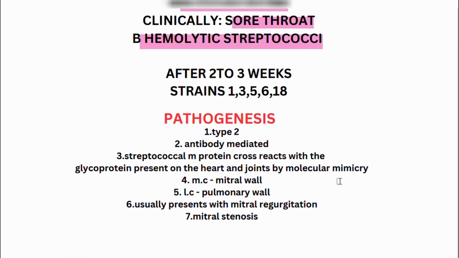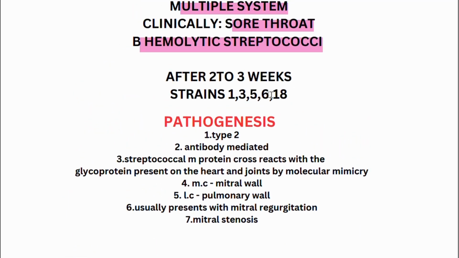And let's move on to the strains. There are five strains for this rheumatic heart disease: strain number 1, 3, 5, 6, and 18. How to remember this? 1, 3, 5 are the odd numbers, and 6 times 3 is 18. So these are the strains to remember.